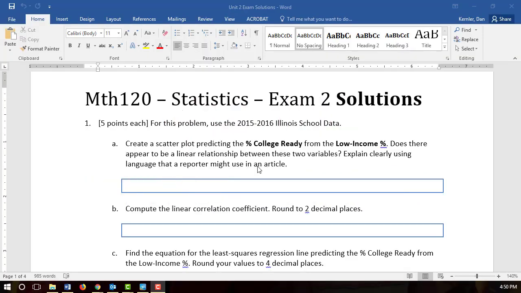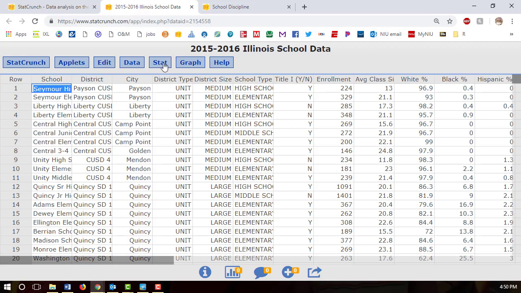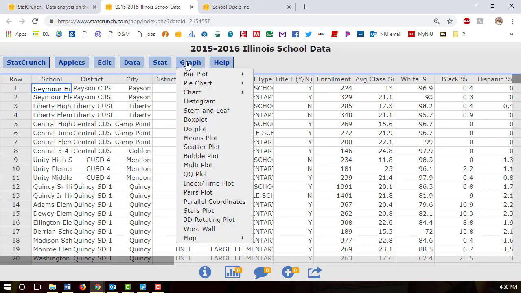Alright, these are the solutions to our second exam, and I'm going to just do some typing, click back and forth with StatCrunch, and hopefully this will be helpful. So this first one here, we're going to create a scatter plot predicting the percent college ready from the low income percent. Let me skip over here, Illinois school data, so we'll do a graph, scatter plot.